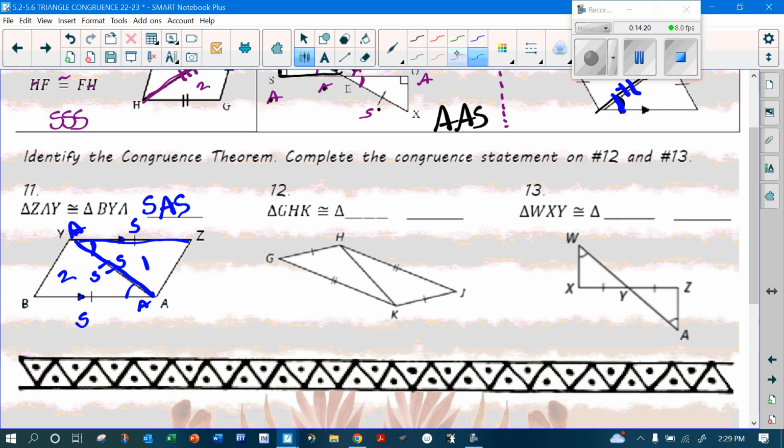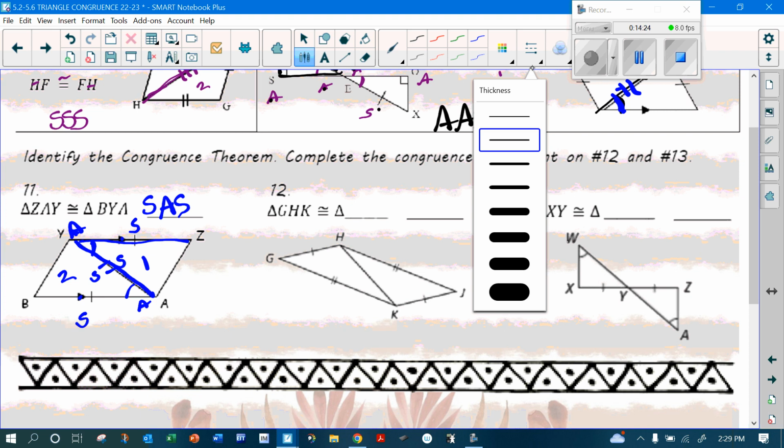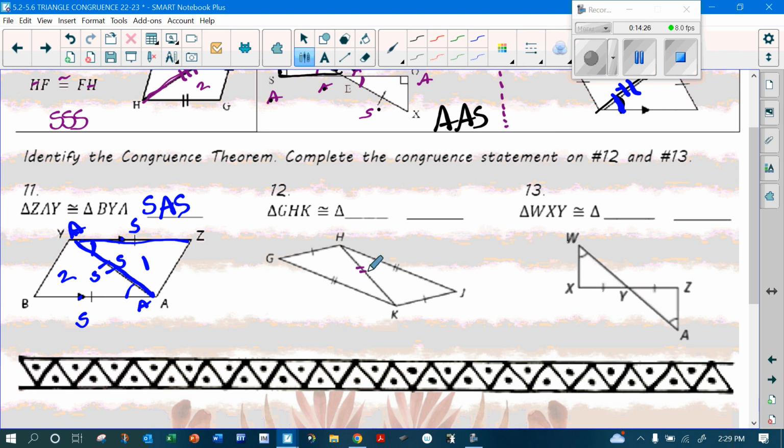And number 12, again, look for any time it is sharing a side. This one is equal to itself. So I've got side, side, side. So these two triangles are congruent by side, side, side. So now I know that triangle GHK, 1, 2, 3, is going to be congruent to JKH.